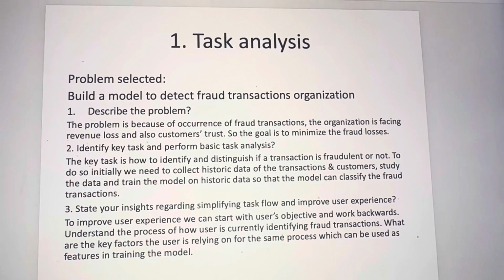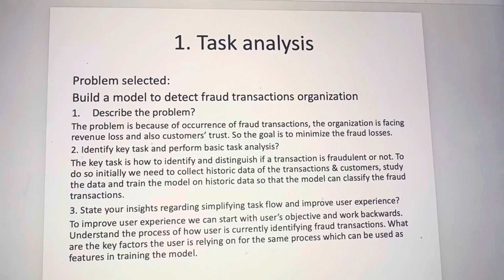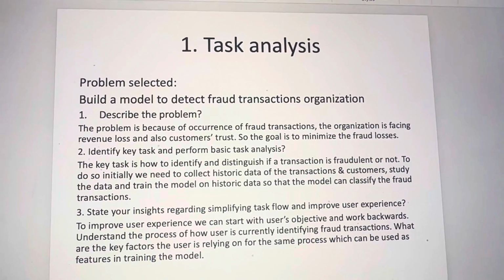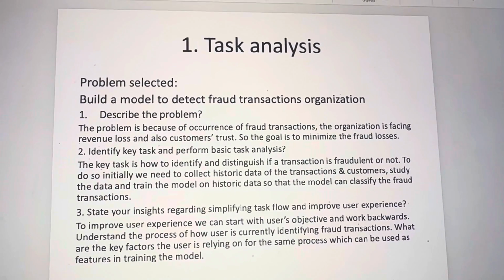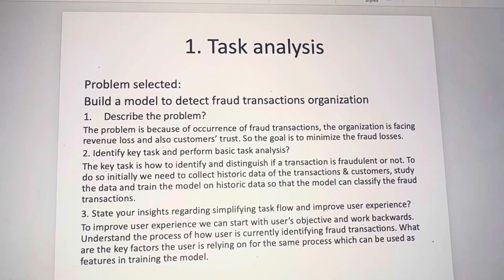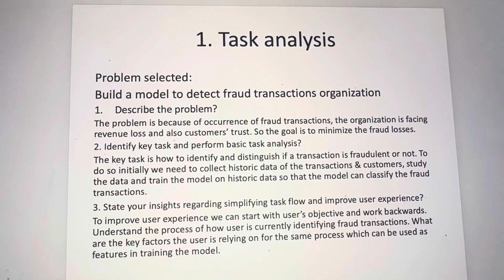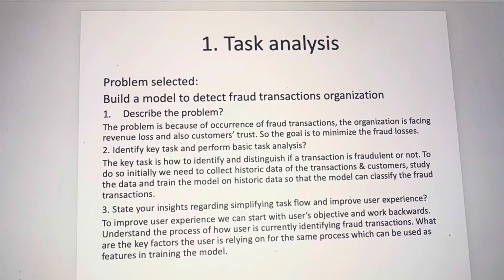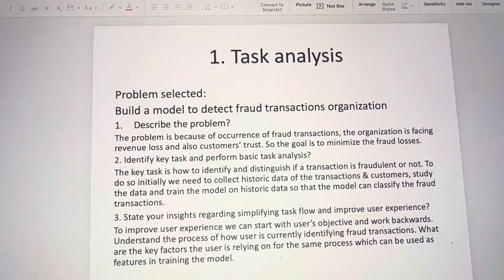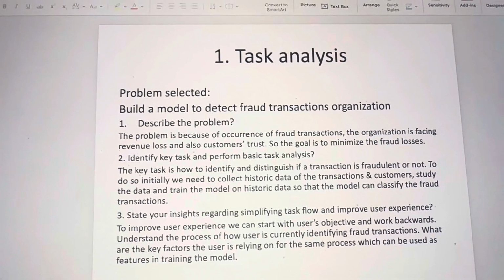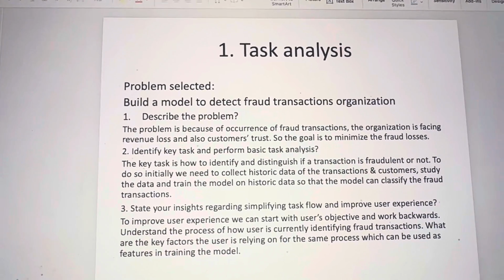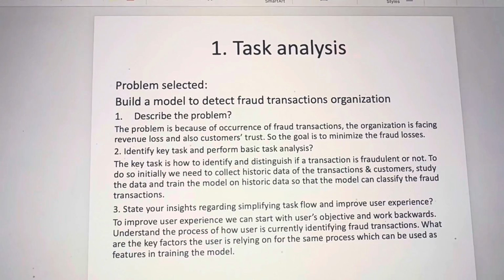Today I'm going to demonstrate how to design a user experience for a product and also how to evaluate privacy and ethical implications of a product. As part of that, the first step is to do a task analysis. After identifying the problem, we have to do key task analysis, simplify the task flow, and improve user experience.